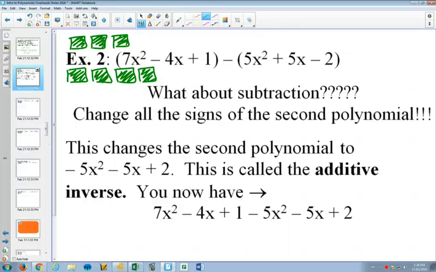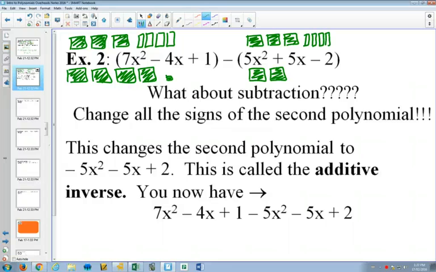We have minus 4 x's. Those ones would not be shaded in. And we have a plus 1, which would look like this. That's what's in our first grocery bag. In our second grocery bag, we have 5x squareds plus 5x's and minus 2.